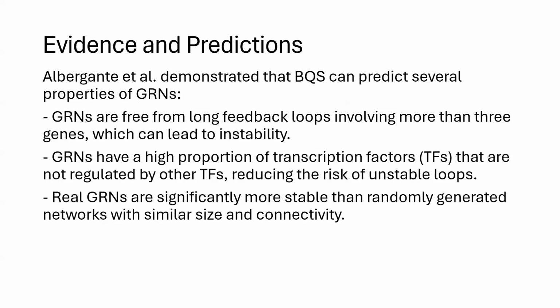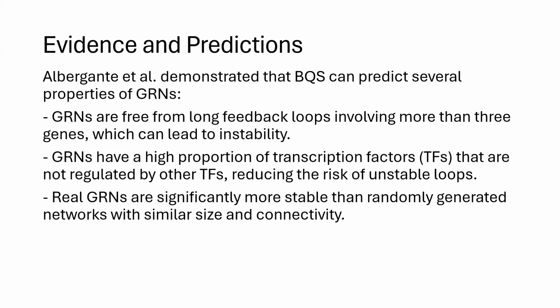So nevertheless, Albergante, that's where the BQS comes from. That BQS is when they study them as they might function in simulation, and then they looked at natural GRNs. They noted that stable GRNs that can persist are free from long feedback loops involving more than 3 genes, because more than 3 genes in a feedback loop leads to instability. Okay, we know something. So how many times did we get a feedback loop that didn't work, and then those organisms were left behind? All right.